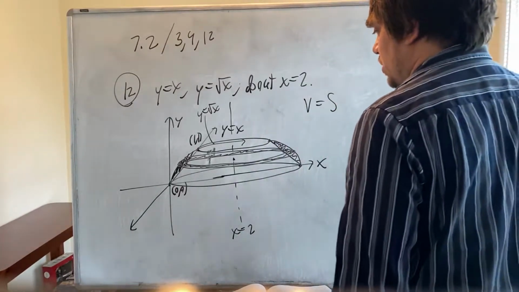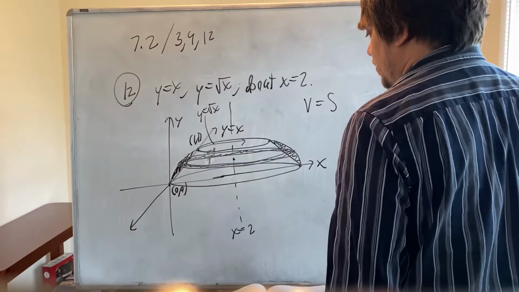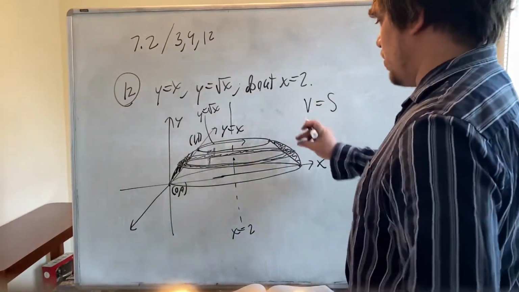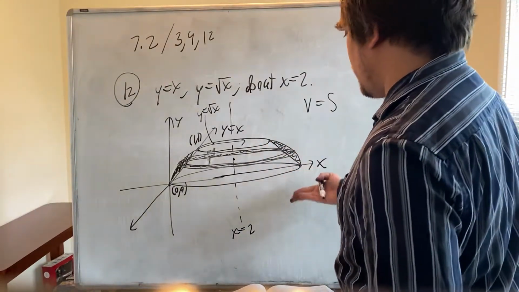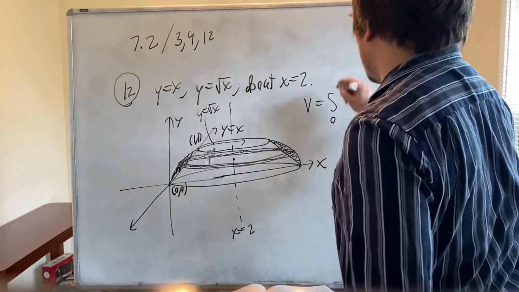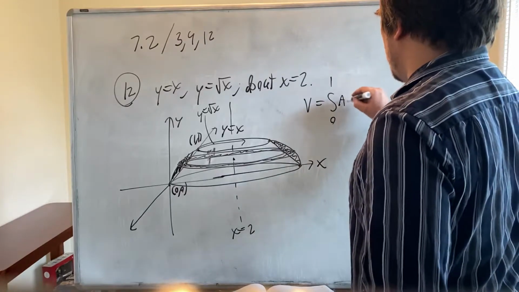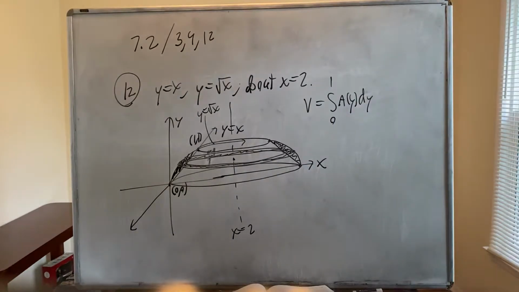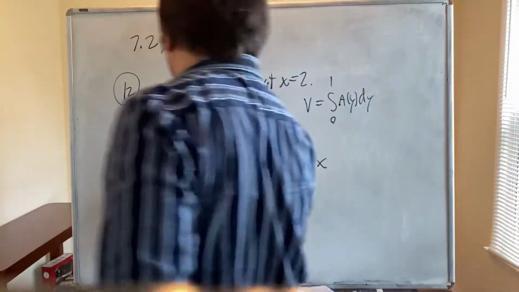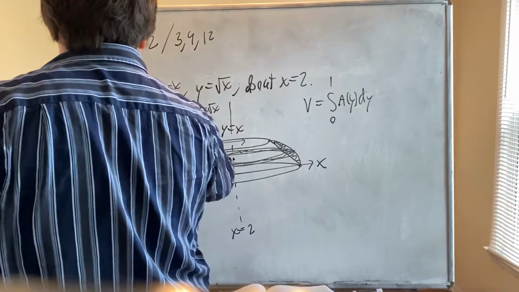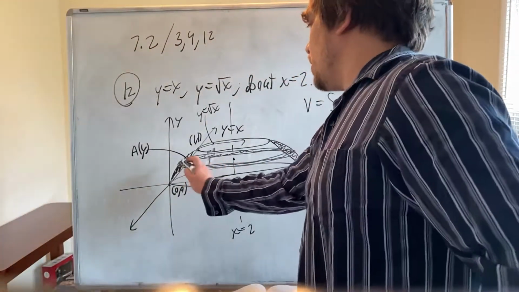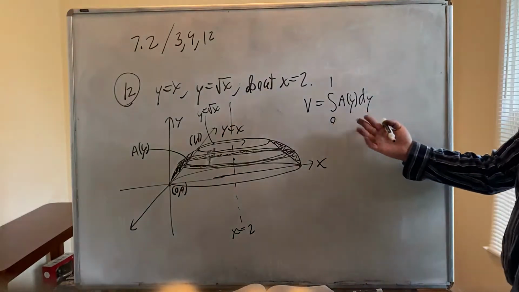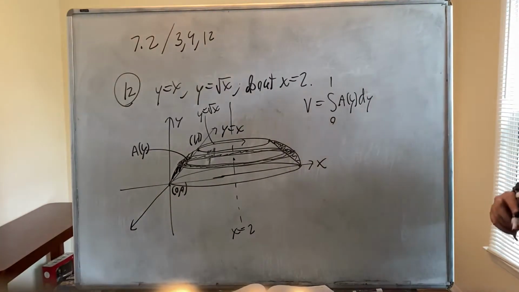So for the washers we're integrating with respect to y because the thickness of the washer is vertical, right? So we're integrating from y equals 0 to y equals 1, and A of y is the area of the washer. So it's the integral from 0 to 1 of A of y dy, where A of y is the area of the washer, not the shaded region, the area of the washer. So we just need to find the area of the washer with respect to y and integrate it.